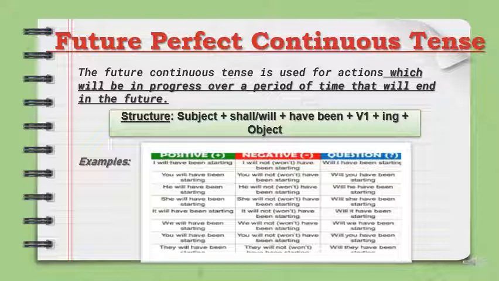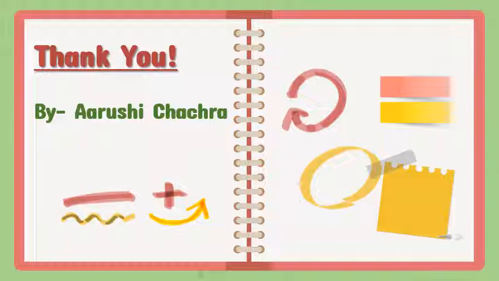It will have been starting. We will not have been starting. Now you can think of more of the examples of this particular type. Thank you, class. We will have a detailed discussion in the classroom. I hope you'll be ready with your queries and with many more examples that we will discuss.